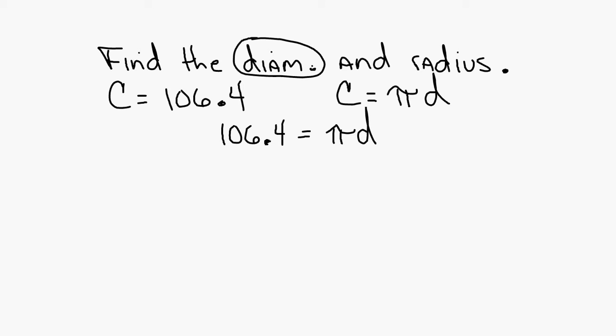It becomes a one-step problem. If you divide both sides by pi, and you're going to do this in your calculator, take the 106.4, divide it by pi, and just push the pi button, divide by pi, and hit equals. Do you get 33.868? Okay, so round that to the nearest hundredth.